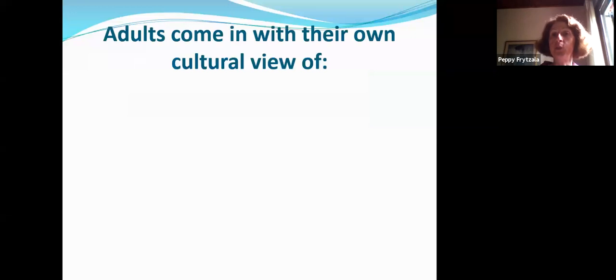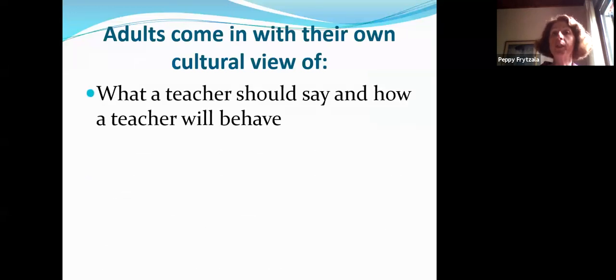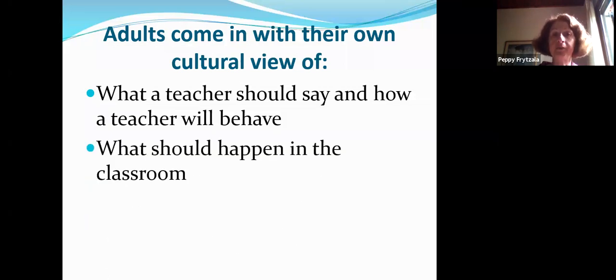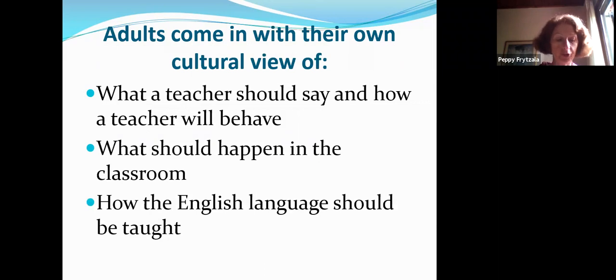So they come in with their own cultural view of, first of all, what a teacher should say and how a teacher will behave. This sometimes may be a problem for us because they might not have expected a certain kind of teaching, let's say, approach, and they might be critical of it. And they have a very clear view of what should happen in the classroom and how the English language should be taught, which might be also a problem if they have their set opinions about, yeah, we have to start conjugating verbs. If we don't conjugate verbs, how are we going to learn grammar, etc., etc., etc.